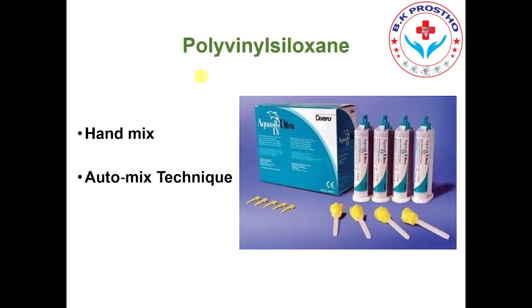Polyvinyl siloxane impression material can be mixed by either manual mix or hand mix technique, or auto mix technique. It is available in different viscosities: light body, medium body, heavy body or putty consistency. For the second impression, we use a medium viscosity of the material. It is available in tubes or in a cartridge along with this mixing tip.